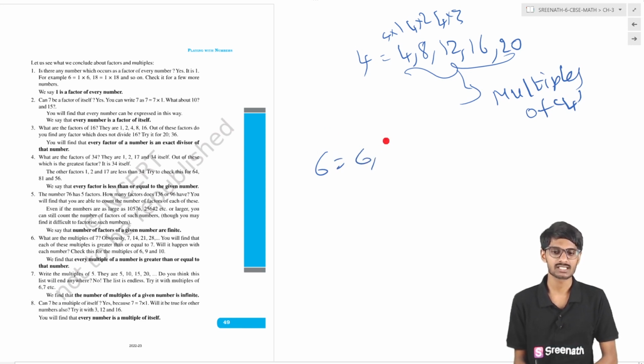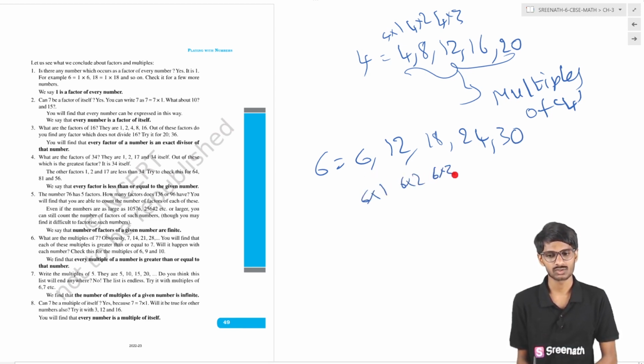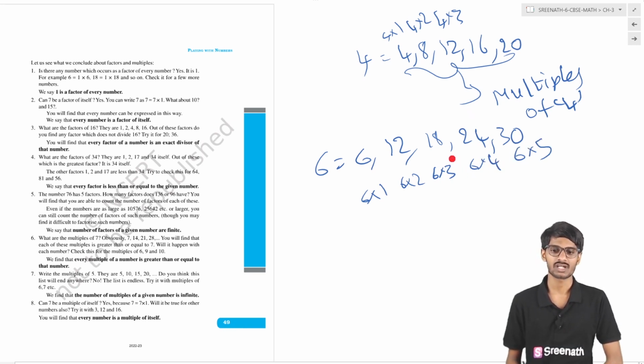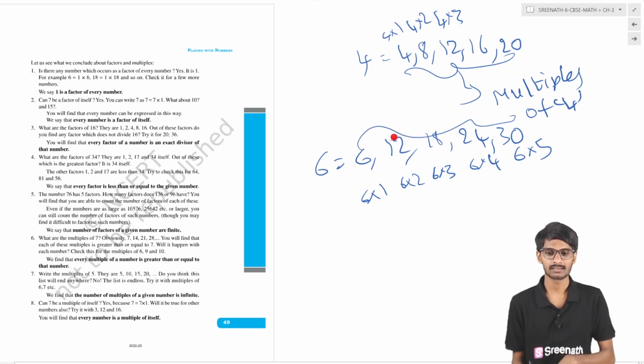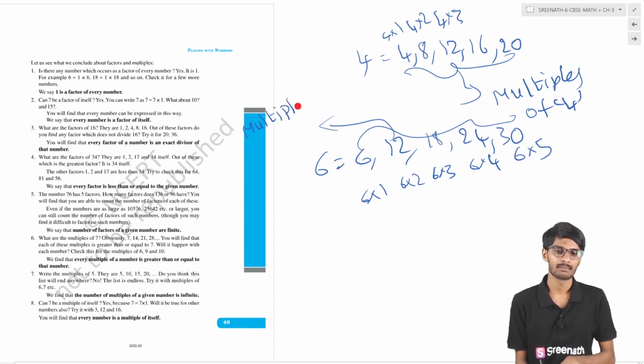Then I will ask, what are the multiples of 6? Then you say 6, 12, 18, 24, 30. Sir, why? Because there are 6 into 1, 6 into 2, 6 into 3, 6 into 4, 6 into 5, like this. Okay students, all these are the sixth table, and all these we call the multiples of 6. So this is the way of finding the multiple.